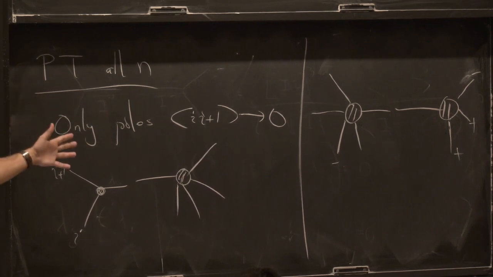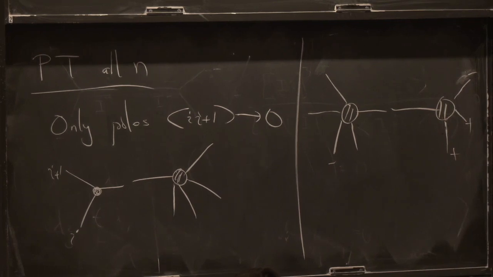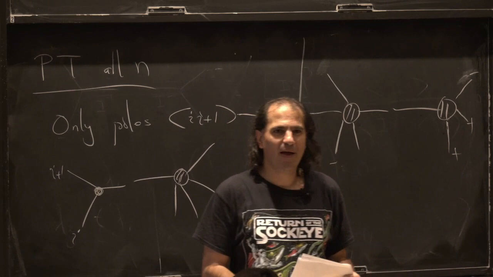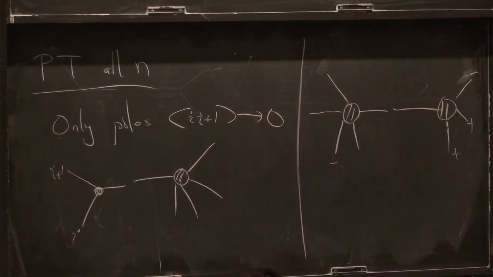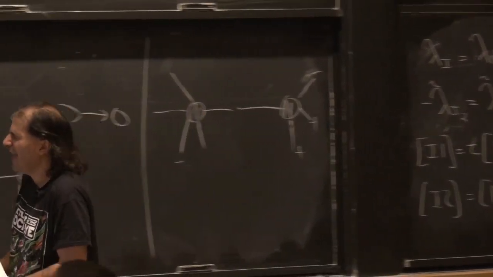And then we just have to check that when we sit on the pole ⟨i i+1⟩ goes to 0, it factorizes properly. Okay, and we've effectively done that exercise at 4 points. Let me just do it at 5, and then the argument at 5 you can now just trivially recurse to all n.